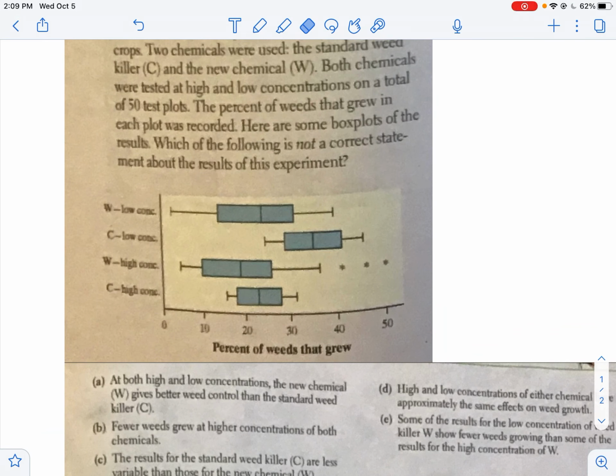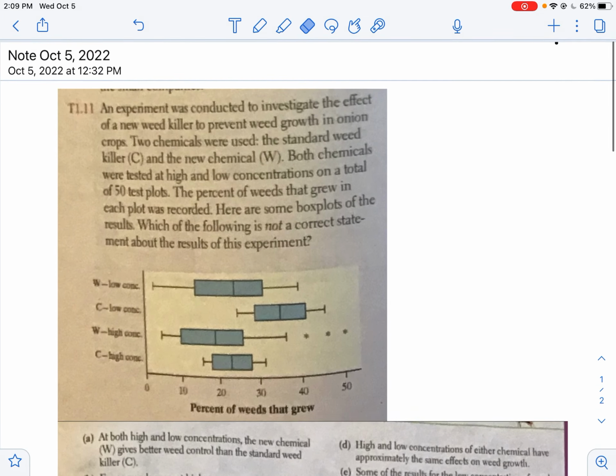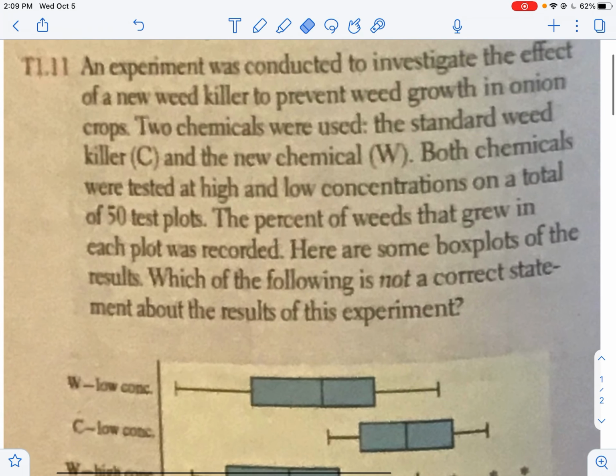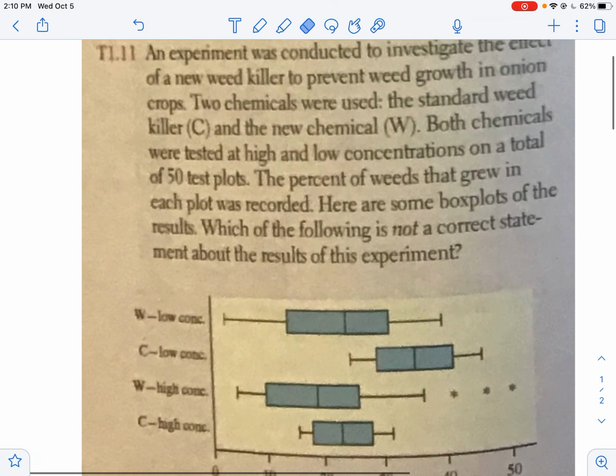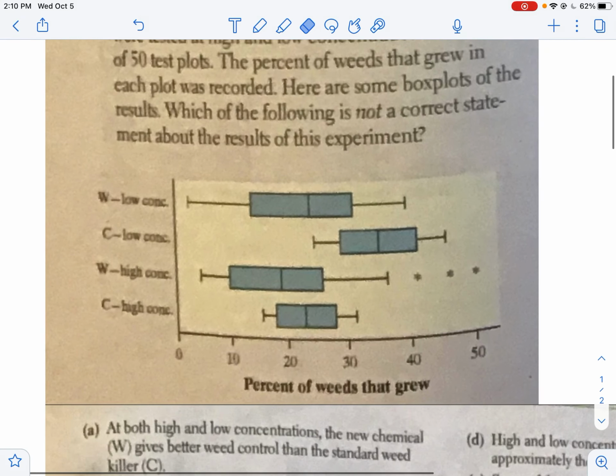All right. By popular demand, I'm going over number 11 on the practice test for chapter 1. This involves some box plots. We're looking at two different types of weed killers: the standard weed killer C and the new one W. We're comparing them using 50 test plots, with high concentration and low concentration. We're looking at the percent of weeds that grew in each plot. We have box plots that represent all of this, and now we're looking for the answer below that does not apply or is not a correct statement.